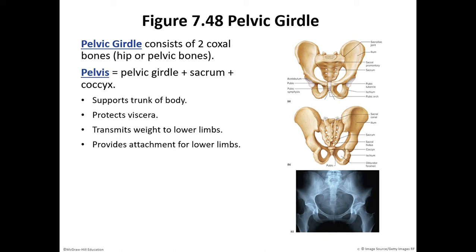Excuse me. So here we have the pelvic girdle. The pelvis is made up of the pelvic girdle, sacrum, and coccyx. The pelvic girdle is here. Here's the sacrum, and you're not seeing that.